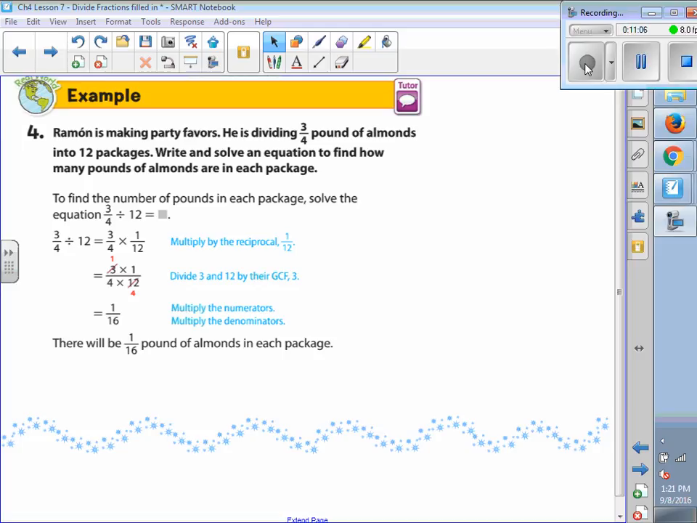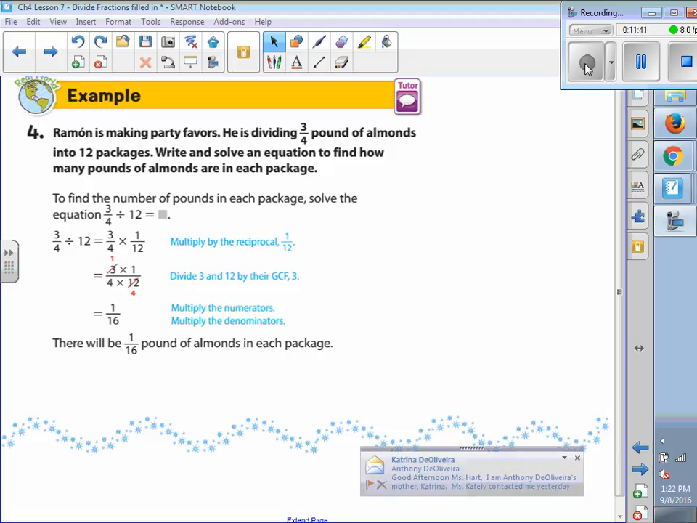All right. Ramon is making party favors. He is dividing 3/4 pounds of almonds into 12 packages. So we want to write and solve an equation to find how many pounds of almonds are in each package. So we want to know 3/4 divided by the 12 packages, right? So we want to know how many almonds are in each one of those packages. So we write out our equation, 3/4 divided by 12.